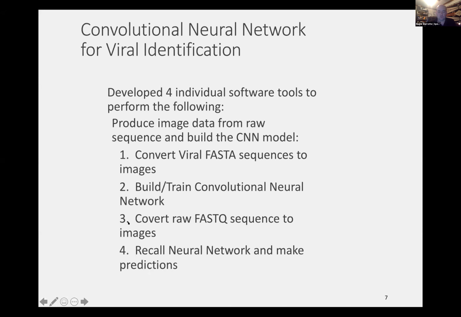And then the third tool converts the raw sequence data that you generate on your sequencer back into that image domain. And then the fourth tool would recall the neural network and then make the predictions between the two. So you have the patterns that are known of different genera, families, and species. And then you have the raw data coming off the sequencers.